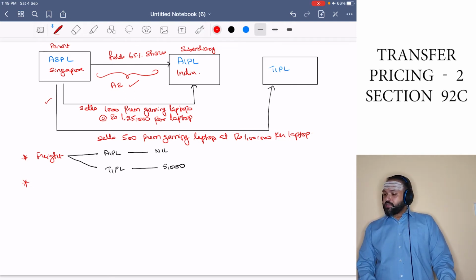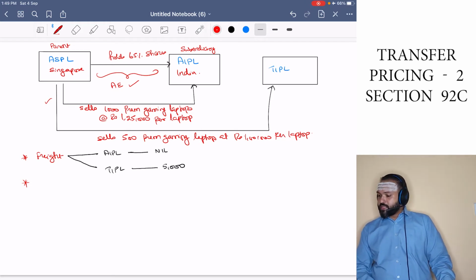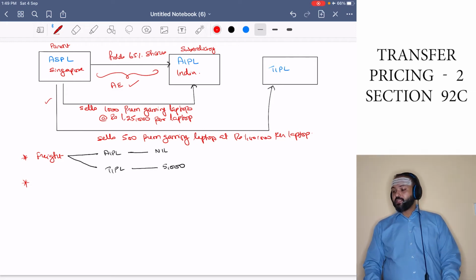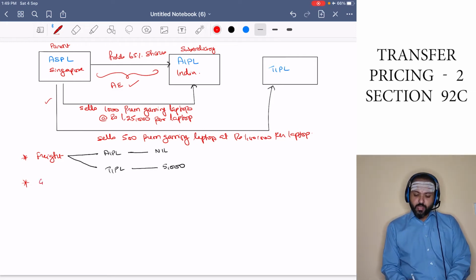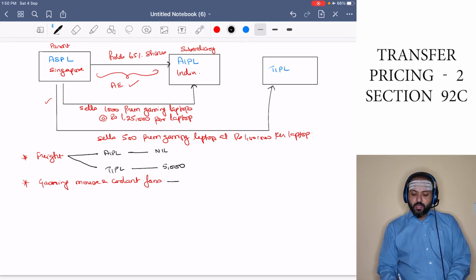Additional coolant fans and gaming mouses are provided to laptops sold to Acer India Private Limited, and this cost amounts to rupees 5,000 per unit. So what are they providing? Gaming mouse, coolant fans. This is provided to which entity? This is provided to AIPL and not provided to TIPL.